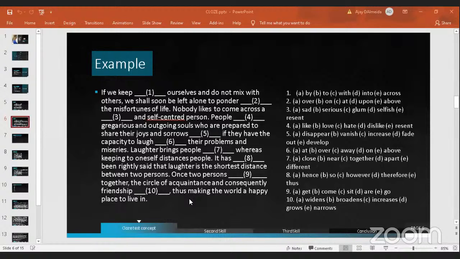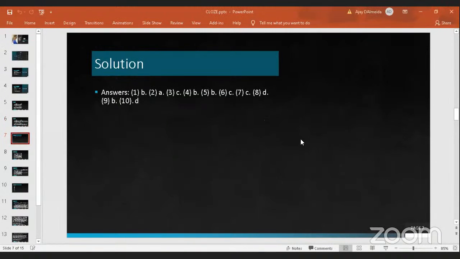The circle of friendship dash. Friendship क्या होता है? Friendship grow होता है ना? The circle of friendship grows. Grows. ठीक है? So I'll just give you the answers now. Here are the answers.